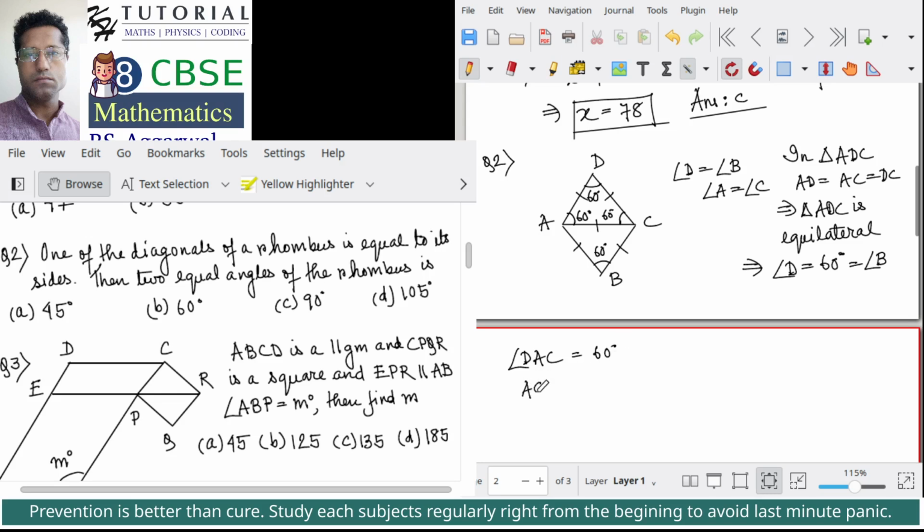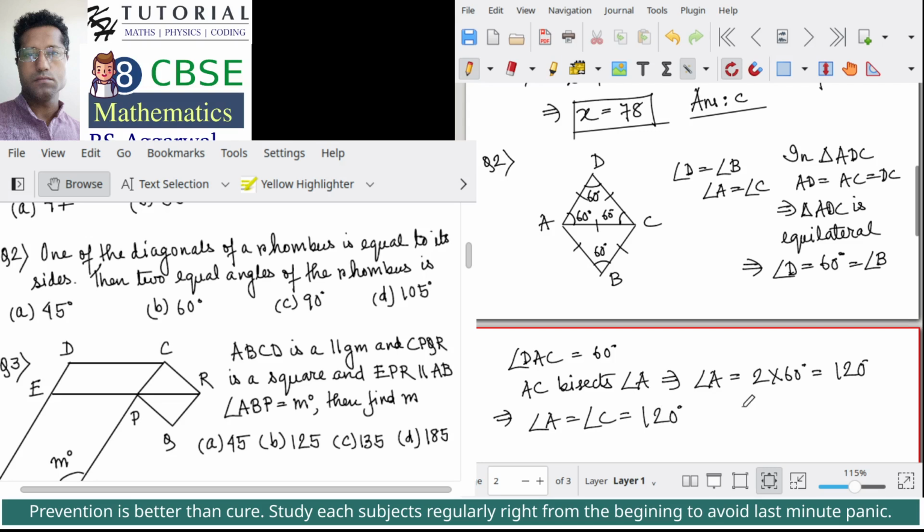And we know in a rhombus, the diagonals bisect the angles of the rhombus. So AC bisects angle A. So this will imply that angle A will be equal to twice 60 degree, which is equal to 120 degree. So angle A is equal to angle C is equal to 120 degree.